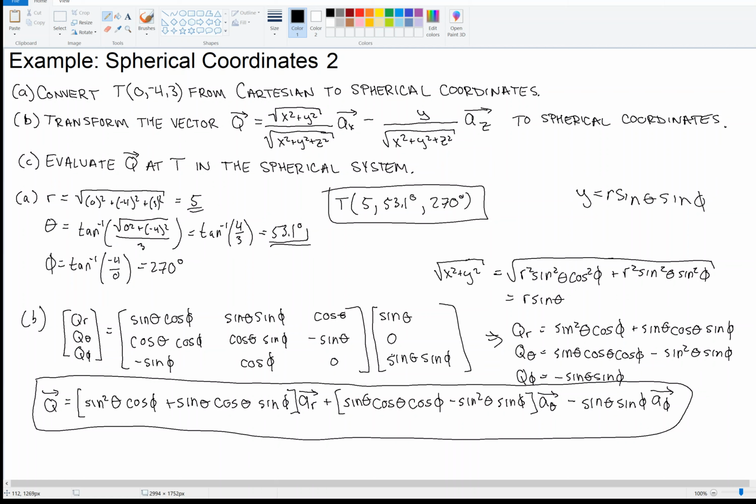All right, so C, now we're going to evaluate Q. So evaluate the vector field that we just got at point T. So here's point T. We've got it in spherical coordinates. So this was R, this was theta, and this was phi. Now, let me remind you that theta was rounded to 3 significant digits, and phi was exactly 270, but that was just this problem. Sometimes we round phi as well. So we're going to try to get the exact value here. We don't want the rounding to propagate through to part C.